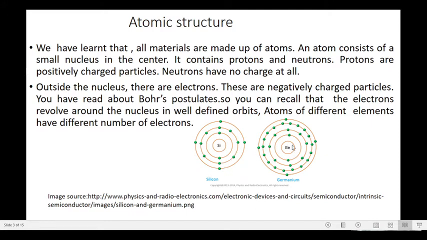In germanium also there are 32 electrons. The first shell is completely filled, the second shell is also completely filled, the third shell is also completely filled, and the fourth shell is half filled. That means only 4 electrons are available in the outermost shell.